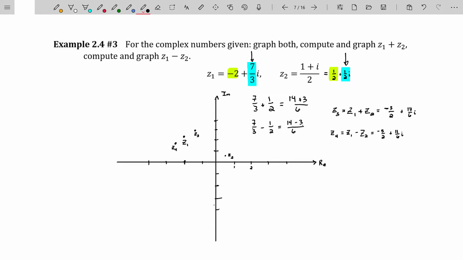Normally you would not even bother plotting them, but this problem just asked us to. But in adding and subtracting complex numbers, you're just adding and subtracting their components, right? The real components and the imaginary components.